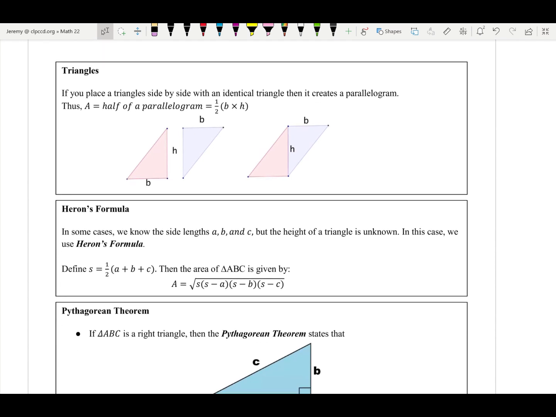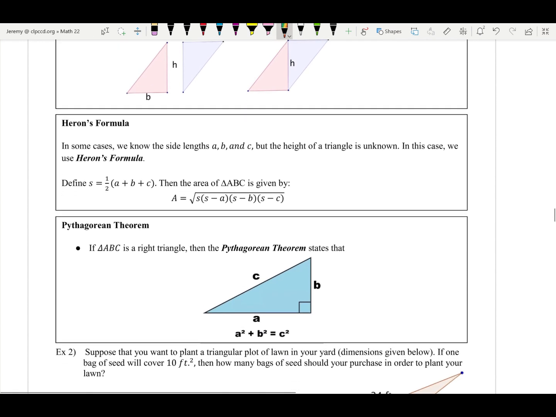Okay, moving right along, triangles. Notice that if you place a triangle side by side with an identical triangle, it creates this parallelogram. So the formula for the area of a triangle is going to be half of the formula we have for a parallelogram, as this picture sort of indicates. So the area for a triangle is 1/2 base times height.